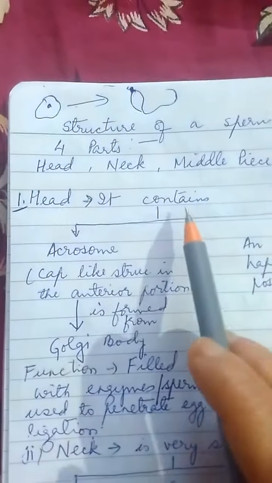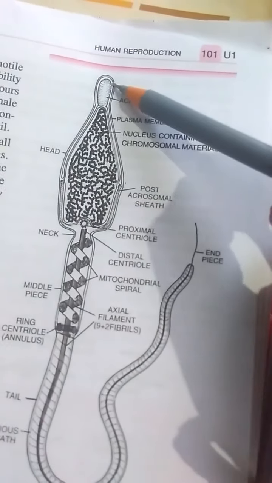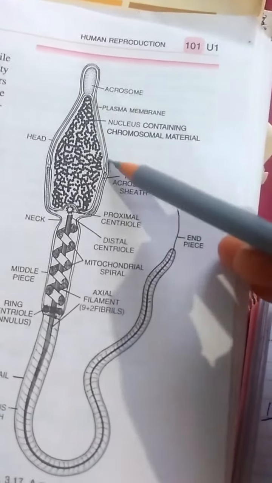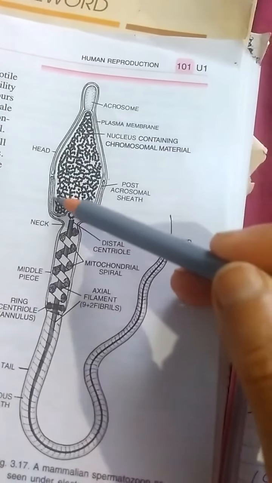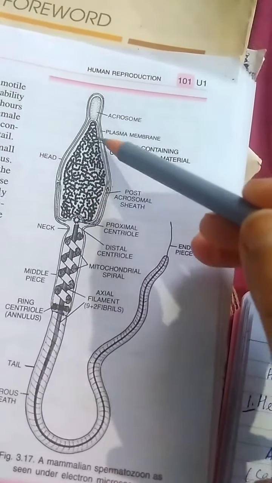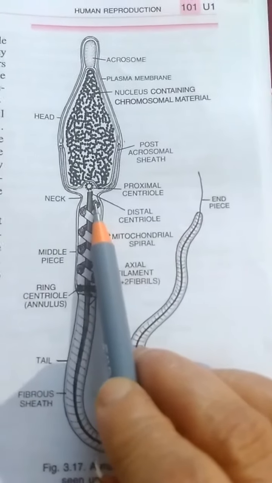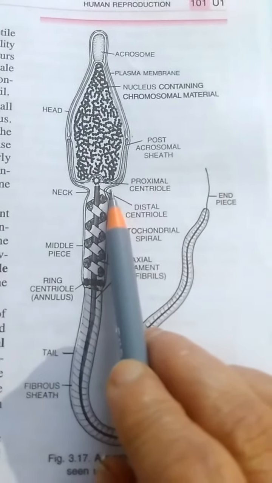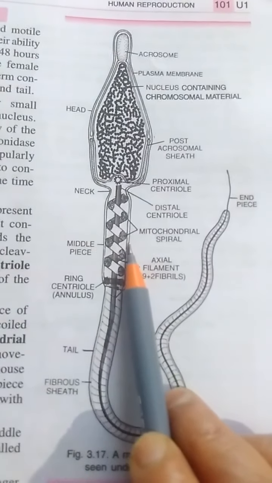So when a non-motile structure like this ultimately gets converted into a motile sperm, what happens actually? The Golgi body occupies the topmost position, forming acrosome. The nucleus gets enlarged and occupies the major portion of the head, right? After that we come to another part of the sperm, that is neck, present in between head and middle piece.